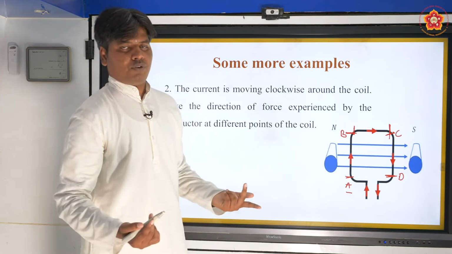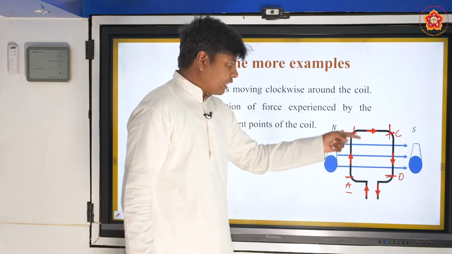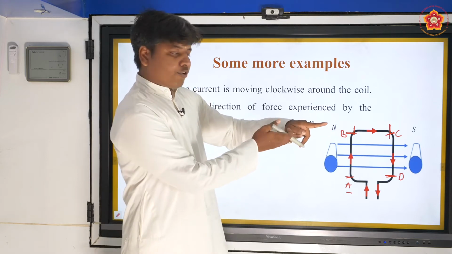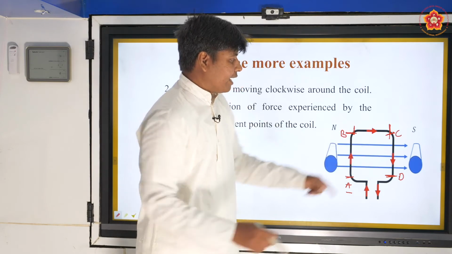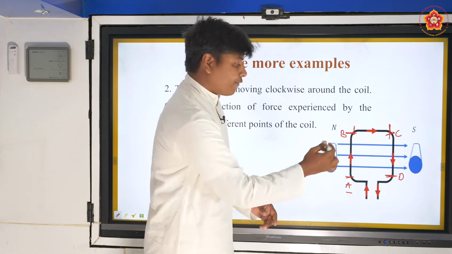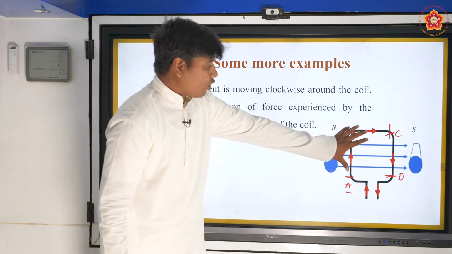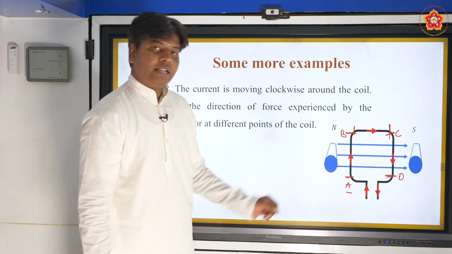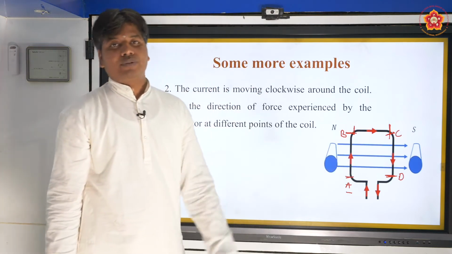Let us cross verify with Fleming's left hand rule. Magnetic field direction is from north to south and now the current direction is from up to downwards, right? Like this. Now unfold your thumb, it comes outside the board. This CD segment experiences the force outside the board and this AB segment experiences the force inside the board. So this is all one body. This is called a coil. So one segment of the coil is experiencing the force inside the board, other segment of the coil is experiencing the force outside the board.